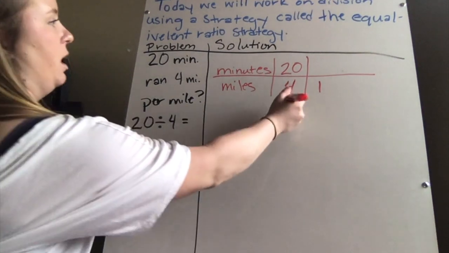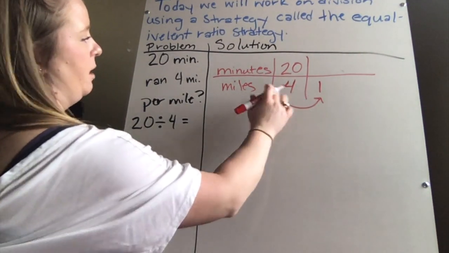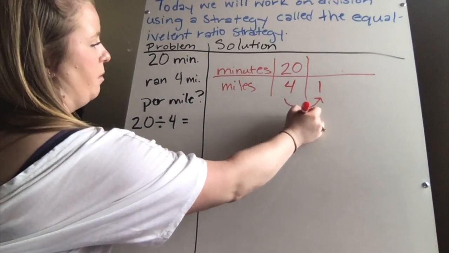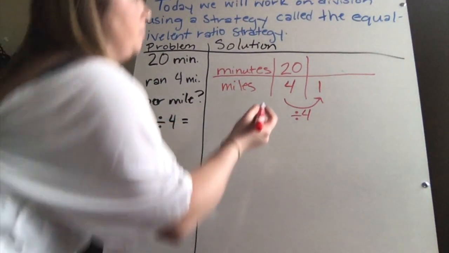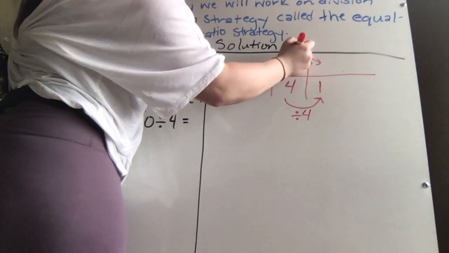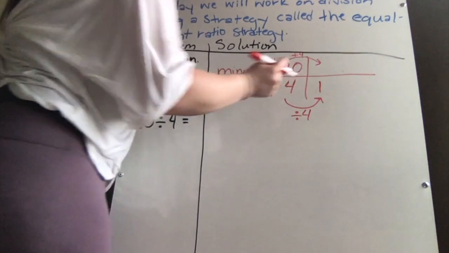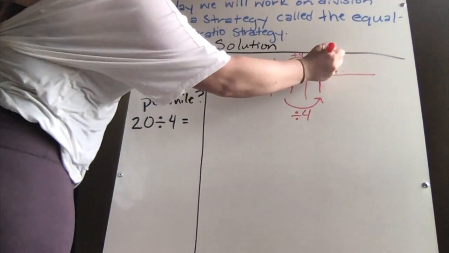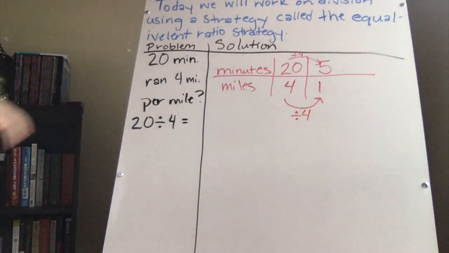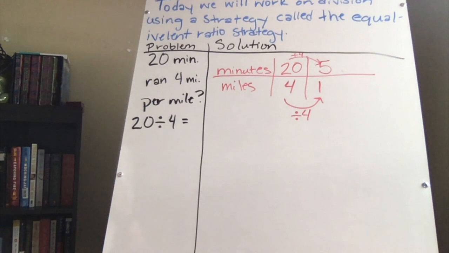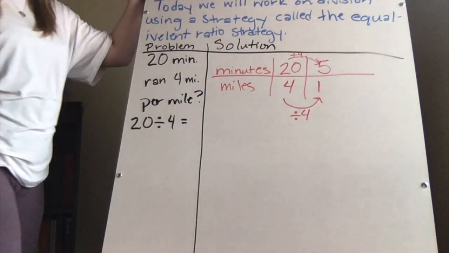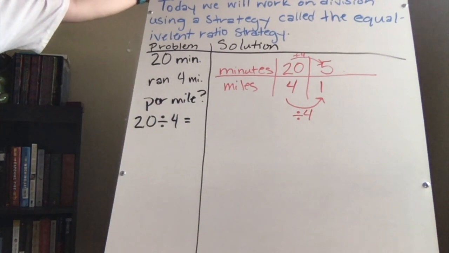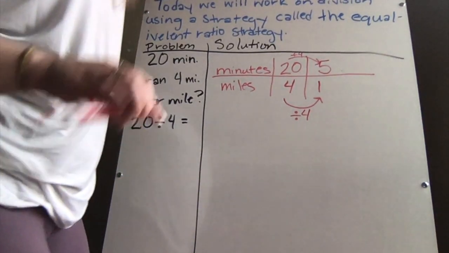I know to get to 1, I can do 4 divided by 4 will give me 1. And what I do on bottom, I have to do on the top. So then I'm going to do 20 divided by 4. And I know 20 divided by 4 is 5. So he ran 1 mile every 5 minutes. So that's 5 minutes per mile.